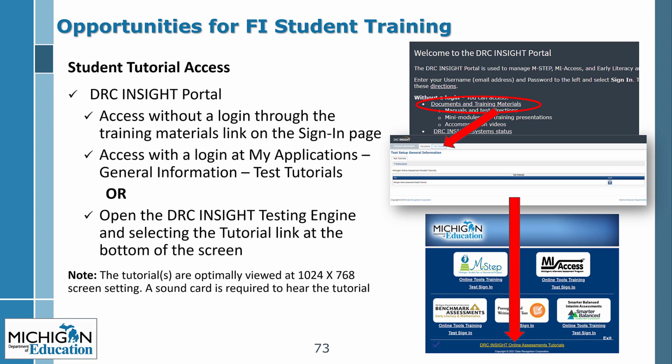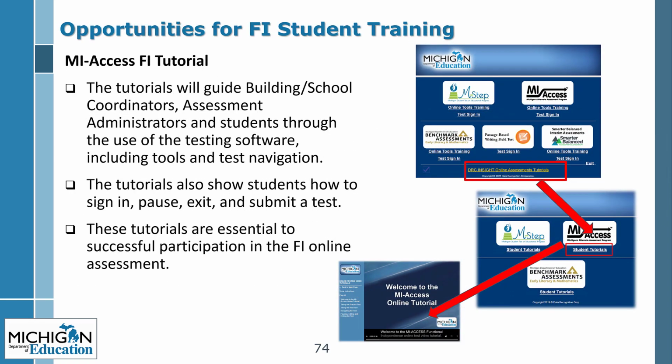DRC provides a student tutorial that can be found in the portal. You may access this tutorial without a login on their welcome page, or you may open the DRC Insight testing engine and select the tutorial link at the bottom of the screen. The My Access FI tutorial will help the building coordinators and assessment administrators, as well as students, through the use of the software and tools to navigate the testing environment. The tutorials also show students how to navigate, sign in, pause, exit, and submit a test. These tutorials are essential to successful participation on the FI online assessment.